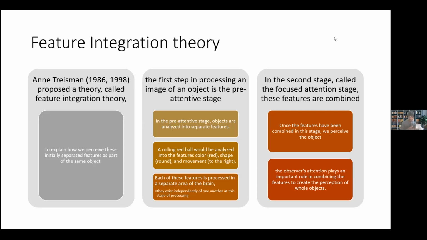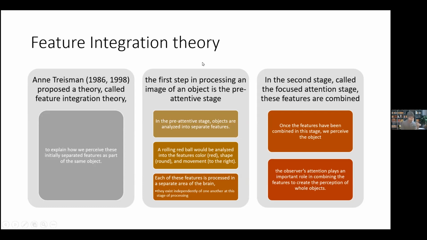Each of these features is processed in separate areas of the brain, and you do not have to process them consciously, so they can happen parallelly. So this is the pre-attentive stage, in which information is processed parallelly and unconsciously. Unconsciously you process them, but to know that it is a ball that is rolling.